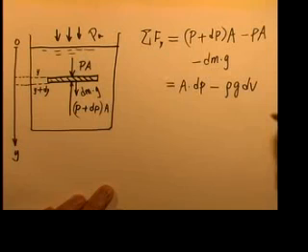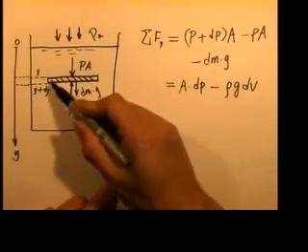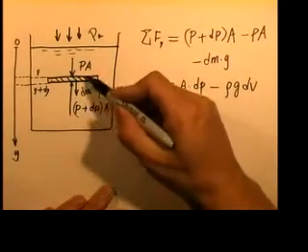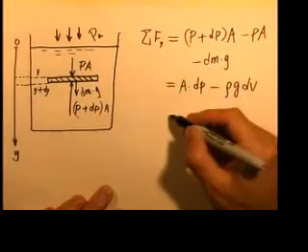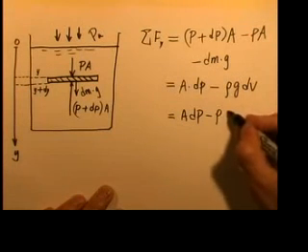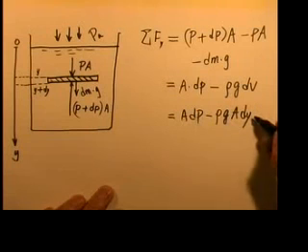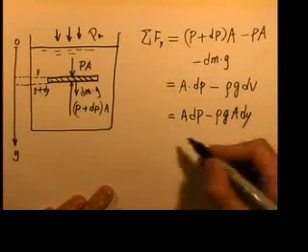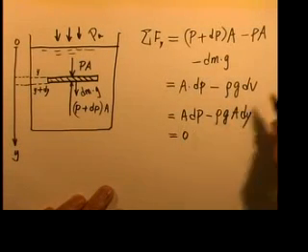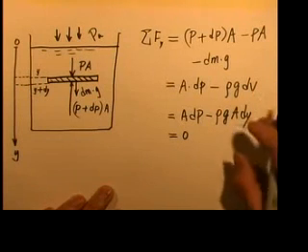Now what is dV equal to? dV is the volume of the slab, and that is the cross-sectional area times the thickness dy. So this is A dP minus rho g A dy. This is the net force exerted on this slab. And we know it has to equal zero because the slab is in mechanical equilibrium. It is not going up or down or left or right.